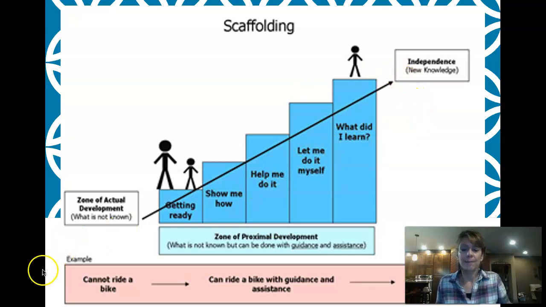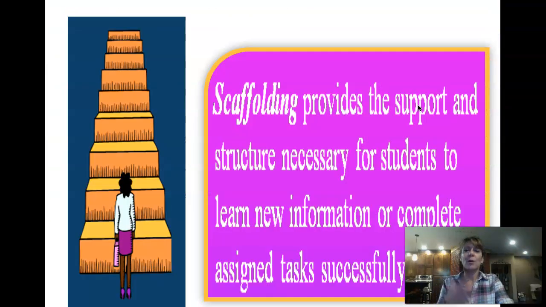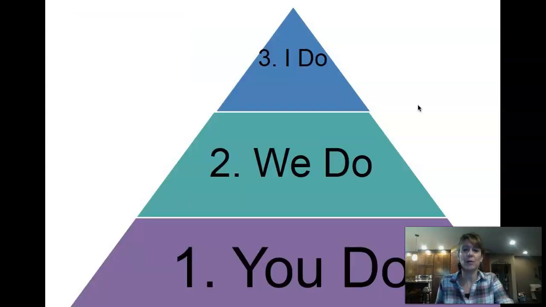And then we move into let me do it by myself, and then I can explain what I've learned. So again, this scaffolding in the ESOL bilingual context should happen both in the content area and the language instruction. So we're scaffolding the science concept of the phases of the moon, but then we're also scaffolding the language concept of sequencing as we teach students to sequence the phases of the moon. So we keep saying support and structure, so that students can learn new information and then complete tasks and learn information successfully on their own.